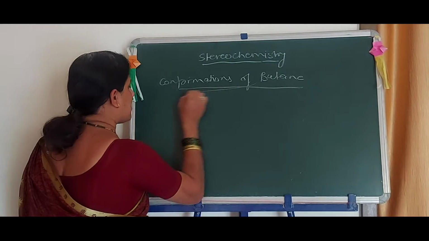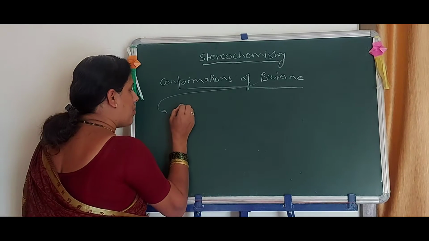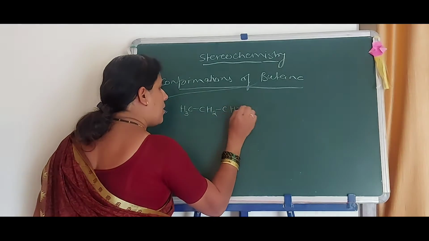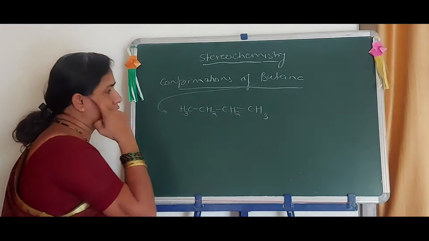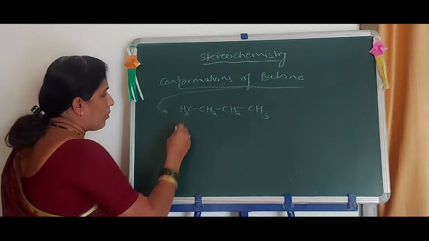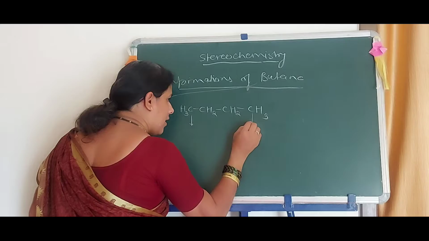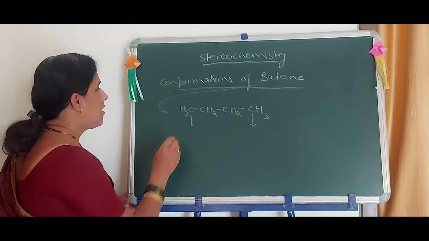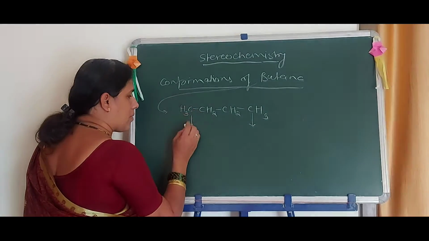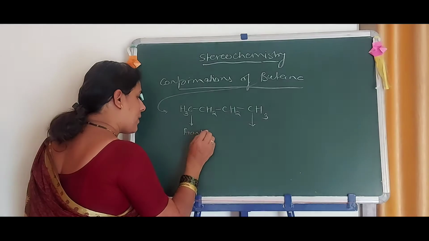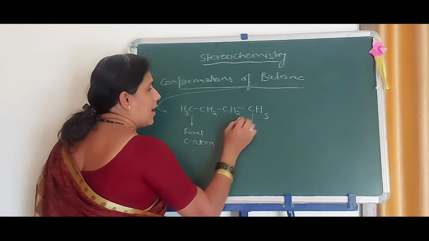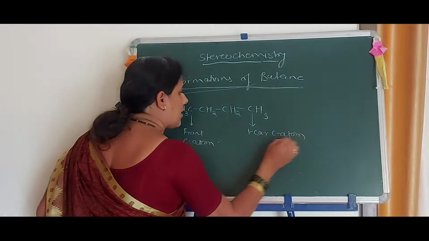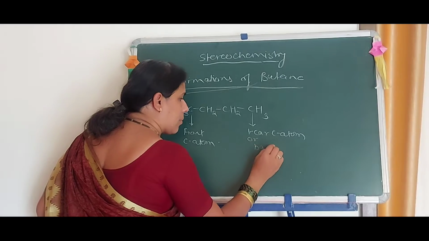Okay. First of all, we will see the structure. What is the structure of butane here? CH3, CH2, CH2, and CH3. This is the structure of normal butane. Now, in this structure, the front and rear carbon we have to choose first. We have chosen this carbon atom as a front carbon atom and this carbon atom as a rear carbon atom. The rear carbon atom is also called the back carbon atom.